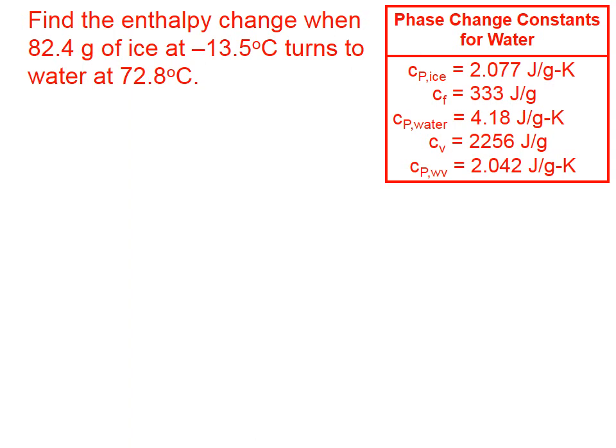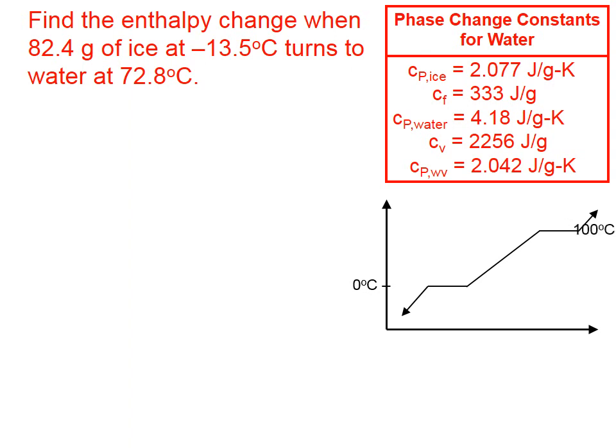What I like to do is draw a quick sketch of a heating curve. We know that for water, the normal freezing or normal melting point is 0 degrees Celsius. You should commit that number to memory. Similarly, the normal boiling point of water is 100 degrees Celsius. You should commit that number to memory.